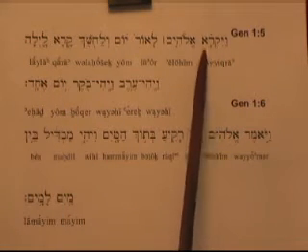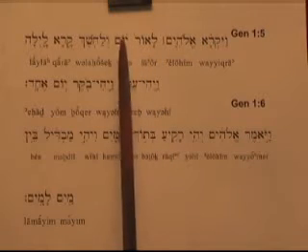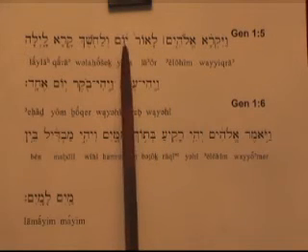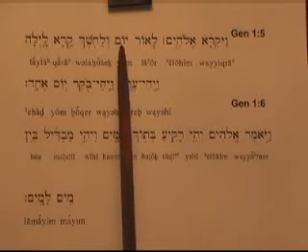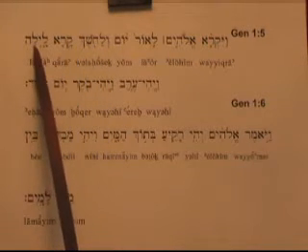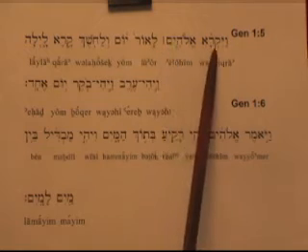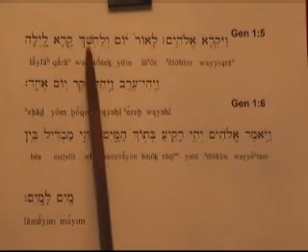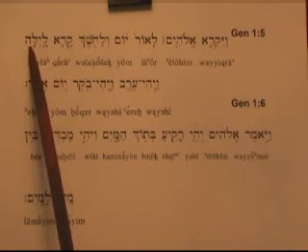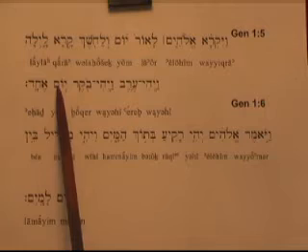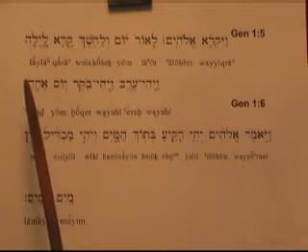So, Vayikra Elohim, and God called the light day, la'or yom. He called the light, I should say, day. And the darkness, or the night, He called night. So He separates these, and then He names them. Vayikra Elohim, la'or yom, vela-hoshech kara laila. So now He's naming things. And then, of course, vayhi erev, vayhi voker, yom echad. Then there was evening and there was morning, one day.